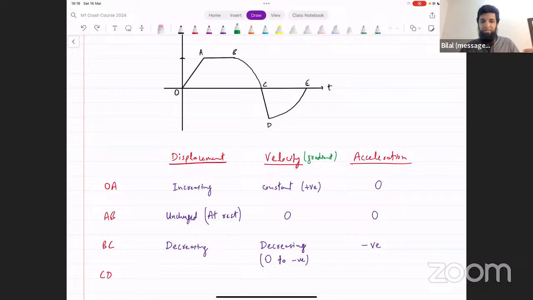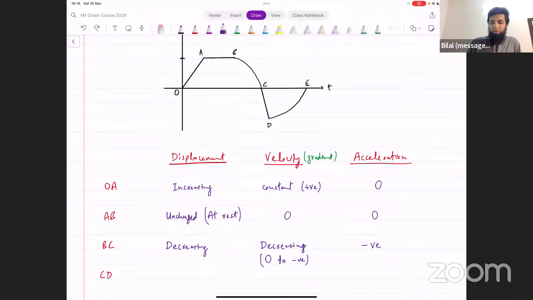Yes, sir. Speed is increasing, but velocity is decreasing because it's in the negative direction. And since the velocity is decreasing, we say acceleration is going to be negative because acceleration is rate of change of velocity. If velocity decreases, acceleration is going to be negative. There's going to be deceleration in this part. Again, mathematically speaking, because velocity is decreasing.